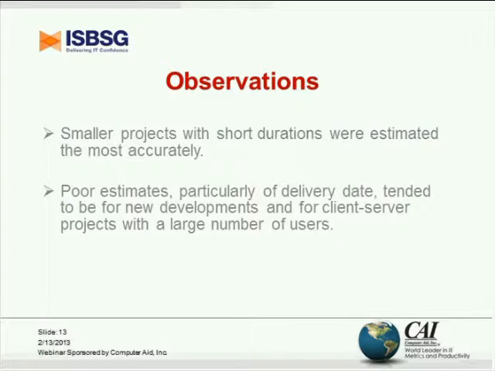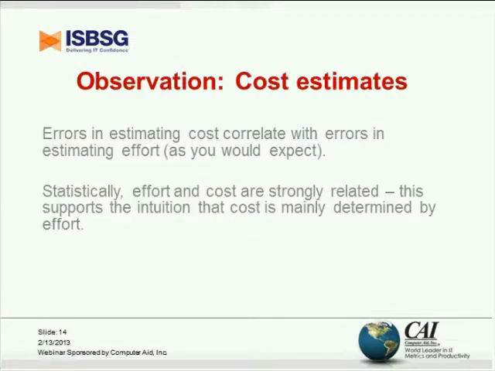So if we move to slide 14, let's have a look at an observation on cost. This might seem obvious, but statisticians love to prove things. So the errors in estimating cost correlate with the errors in estimating effort. So in estimating cost, as you would expect, people work out effort. That tends to be the driver for cost. You multiply that out by your hourly rates. So statistically, effort and cost are strongly related. And that made my analyst feel much better. So this supports the intuition that cost is determined by the effort involved. I mean, obviously there are other cost factors, but the primary one seems to be effort.